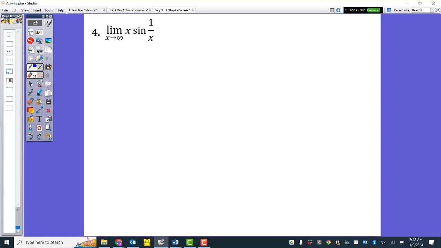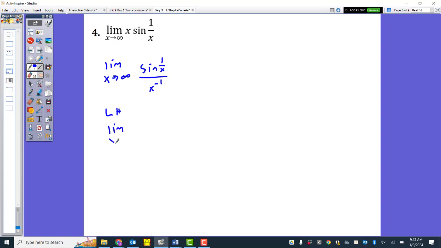Sometimes we'll have ones that don't look like the others. So like this one, if we plug in infinity, we get infinity here and then 0 here. Infinity times 0 is one of our indeterminate forms. But L'Hopital's rule only works if it's a function divided by another function. So we're going to rewrite it. I'm going to say this is limit as x approaches infinity of sine of 1 over x over x to the negative 1. Now we have a function over another function, and we can do L'Hopital's rule.